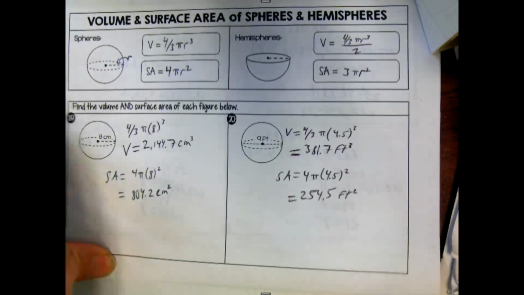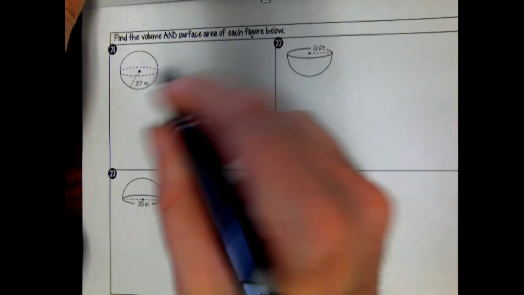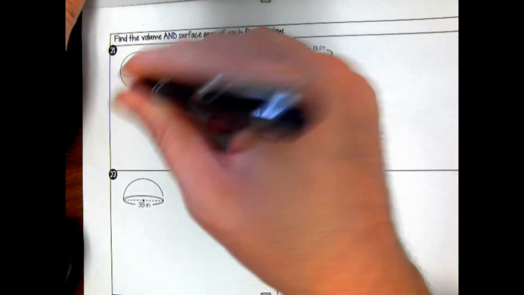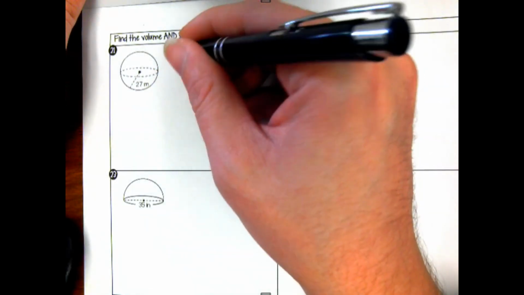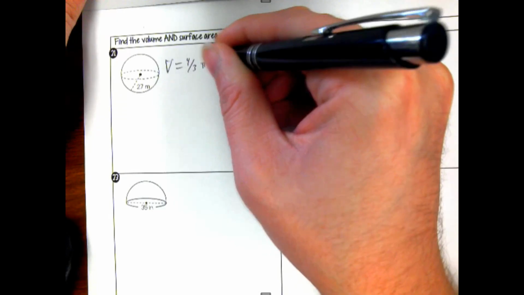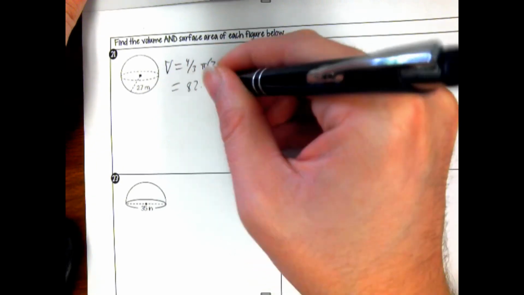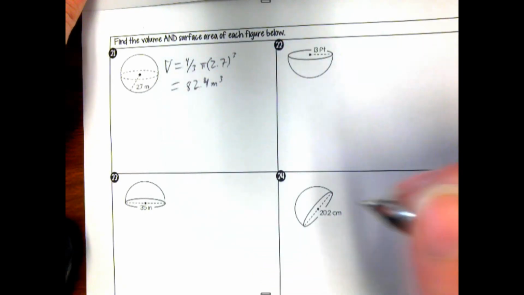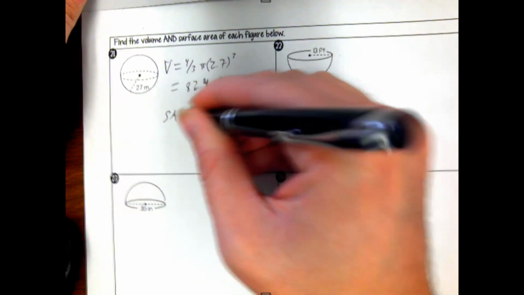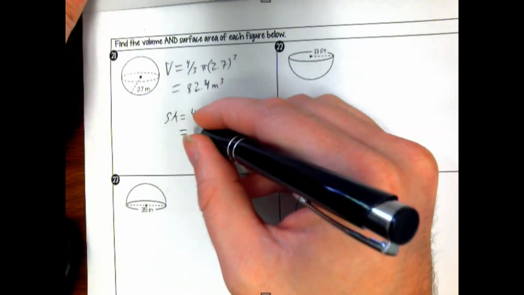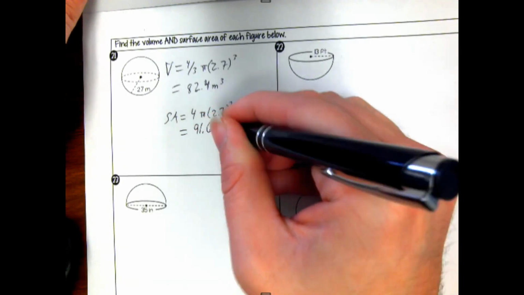Now moving down, here the radius is 2.7 because again it's from the center to the edge, to any edge, doesn't matter which direction it's drawn as long as that's the line from the center to the edge of the circle or of the sphere. So my volume is going to be 4/3 pi times 2.7 cubed, which equals 82.4 cubic meters. And my surface area will just be 4 times pi times 2.7 squared, which equals 91.6 square meters.